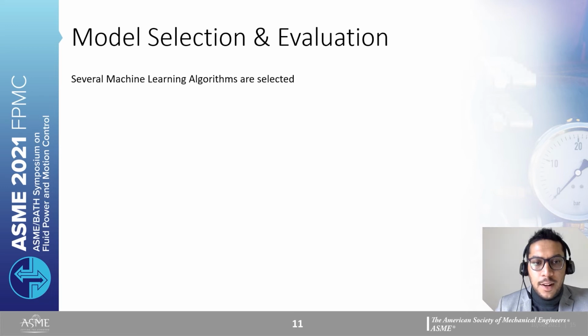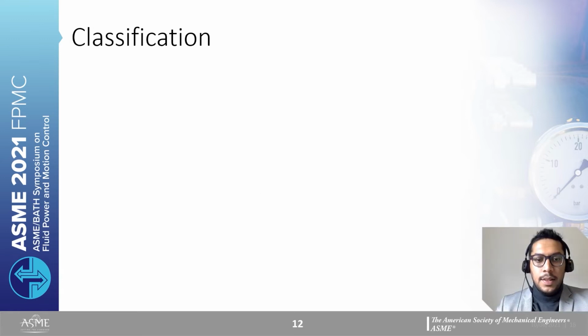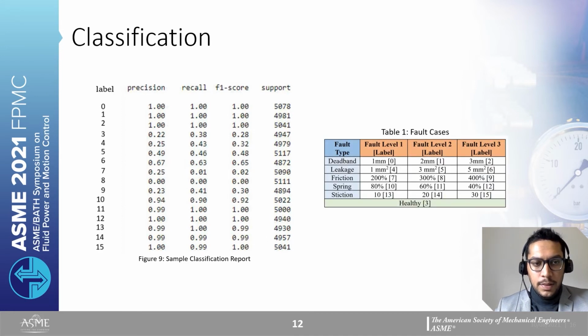Several machine learning algorithms are selected. The models are evaluated based on precision, recall, F1 score, and accuracy. Here we can see the sample classification report, and I'm bringing back table 1 to have a reference for the labels. So 0 to 15 are labeled here, and in parentheses we can see what these are. So for example, dead band fault level 2 is labeled as 1 and healthy case is labeled as 3.